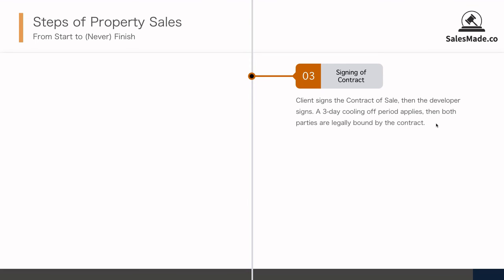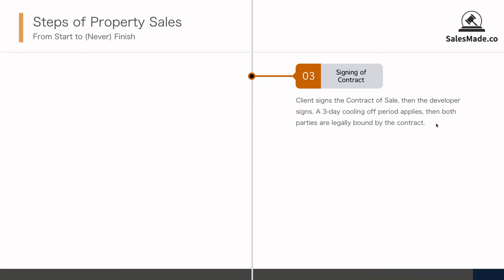And the client signs the contract of sale, then the seller or the developer signs it. Now, you may recall from our earlier conversation that we have a 3-day or a 5-day cooling off period, depending on the state, 3, 4, 5 days, which means that during those days, the buyer can regret and pull out of the contract, but there is usually a 0.2% or a $200 fee, whichever is greater, as compensation to the other party.